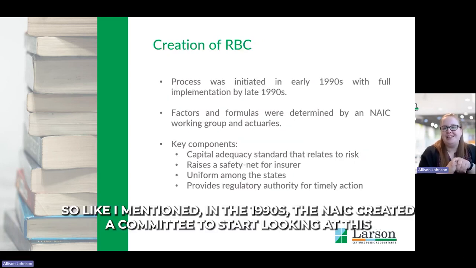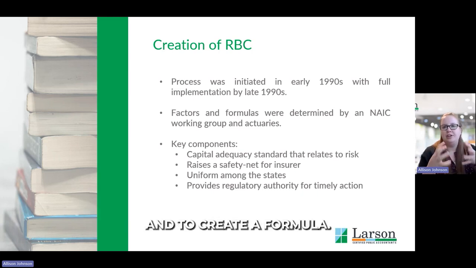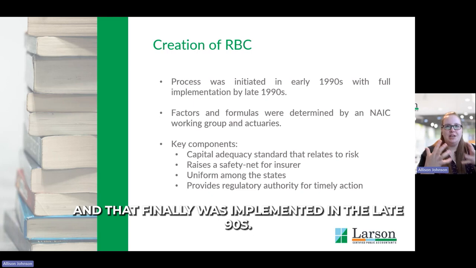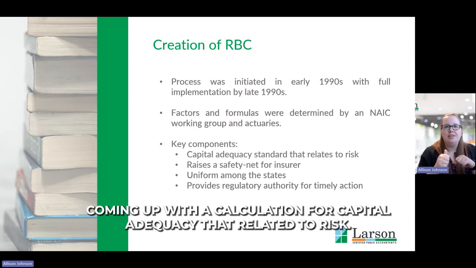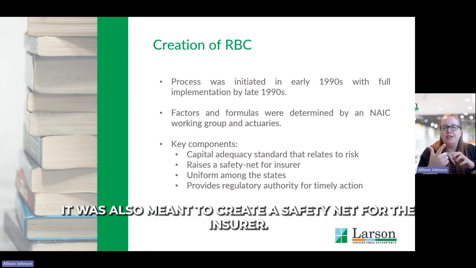So like I mentioned, in the 1990s, the NAIC created a committee to start looking at this and to create a formula. And that finally was implemented in the late 90s. Some key components of this formula and what they were hoping to achieve was coming up with a calculation for capital adequacy that related to risk. It was also meant to create a safety net for the insurer.